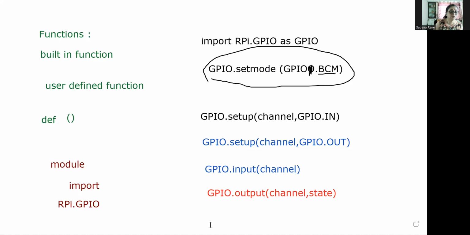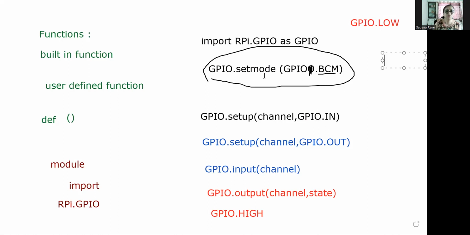Or simply you can write GPIO dot high, HIGH, to set it to 1, or you can write GPIO dot low. This also you can do.